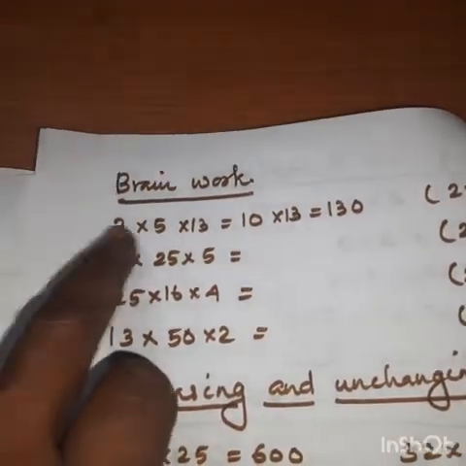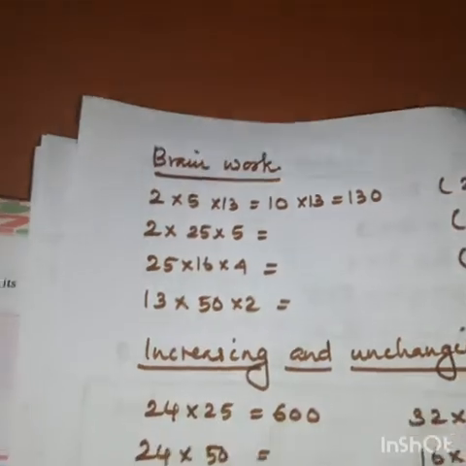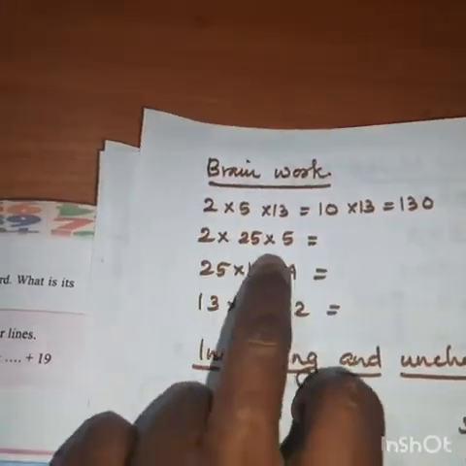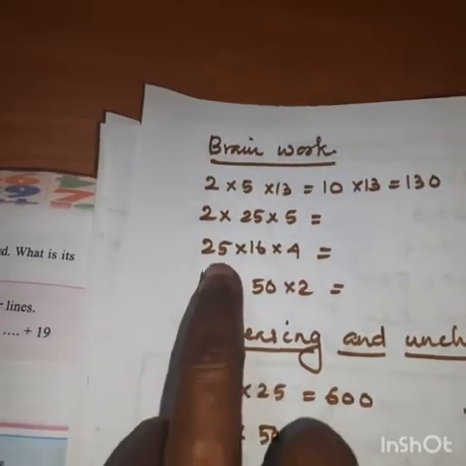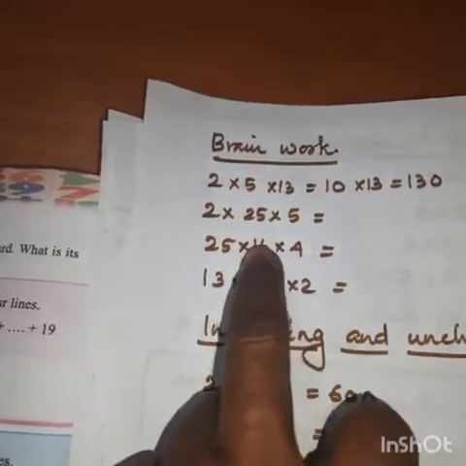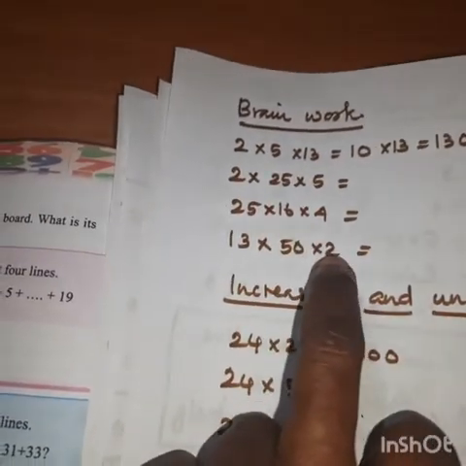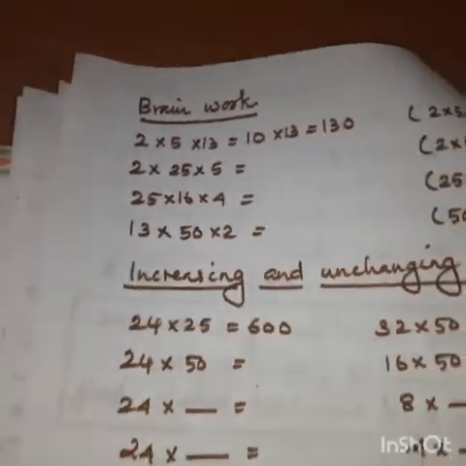Therefore, first multiply 2 into 5 and then multiply by 13. Here, first multiply 2 into 5 and then multiply by 25. Here, first multiply 25 and 4 and then multiply by 16. Here, first multiply 50 into 2 and then multiply by 3.